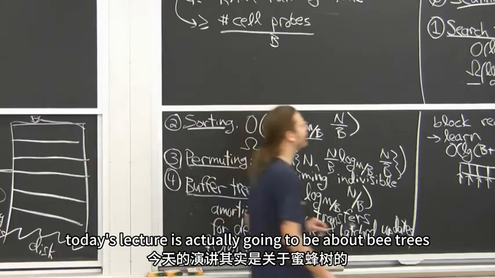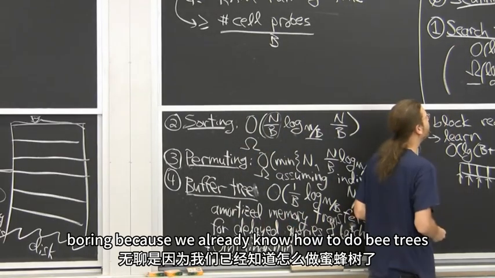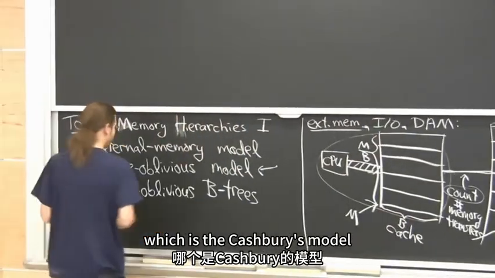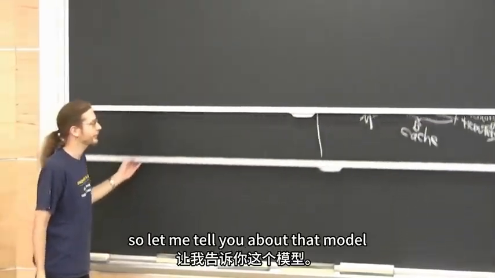Today's lecture is actually going to be about B trees, which seems kind of boring because we already know how to do B trees. But we're going to do them in another model, which is the cache oblivious model. So let me tell you about that model.